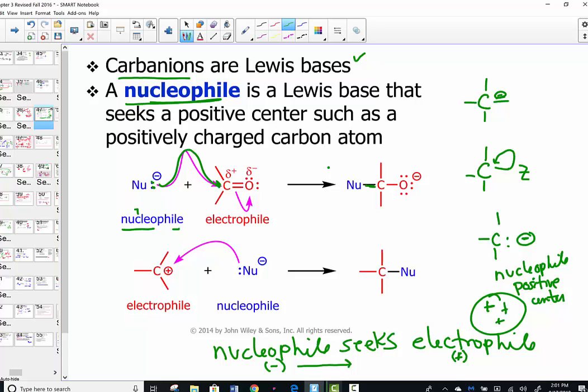Here we see a carbocation and a nucleophile. The carbocation is seeking electrons. The nucleophile is seeking the nucleus, positive protons. So we originate from the nucleophile to the electrophile.